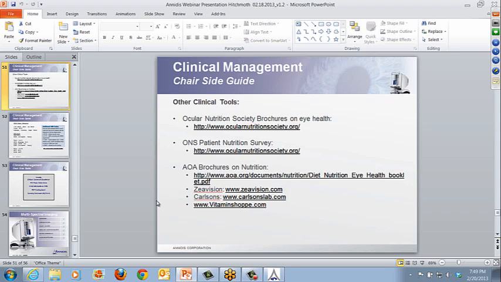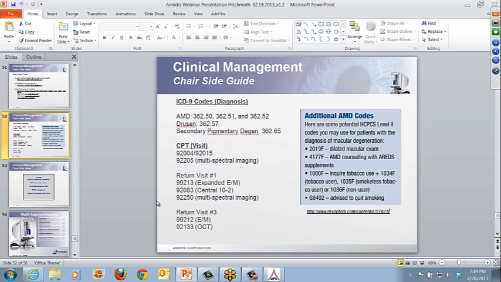The AOA also has some brochures, and there are some other websites for my favorite vitamin supplements relative to AMD. Clinical management just puts some of the more prevalent codes that should be used for RPE atrophy, drusen, or both, if you're indeed making the diagnosis, and some other code combinations that are important from a clinical management profit side. And don't forget about your quality codes, and I listed those there as well.